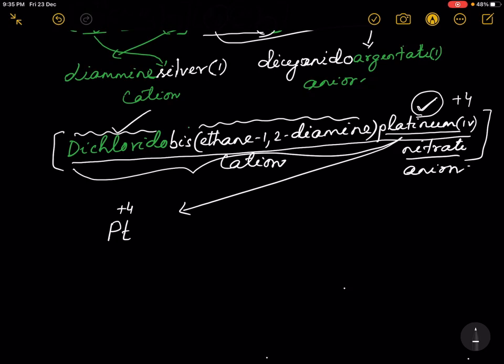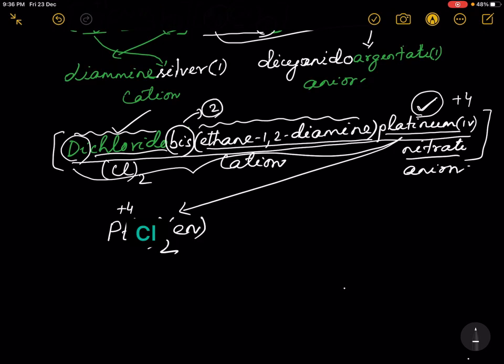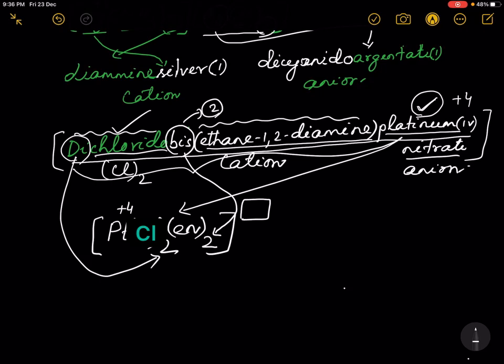Then dichlorido. Chlorido means Cl. Di means two chloride ions are there as ligands. So I should write Cl2, PtCl2. Then ethane-1,2-diamine. You can write en. For bis there are two bidentate ligands, so we should write en in parenthesis, then 2. This bis is for these two, and for this di it is these two. So PtCl2(en)2. Then we have to find the charge on the complex part. Then nitrate NO3 minus. How many nitrate ions? That we have to find.